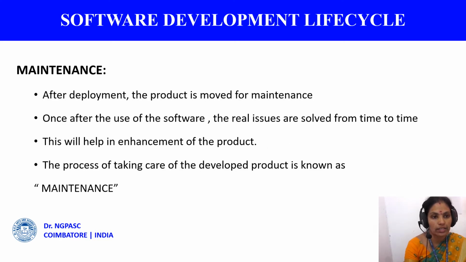Next one is maintenance. This is the last phase. Once the deployment is over, we need to have maintenance of a software product. This will help in enhancement of the product, and the process of taking care of the developed product is known as maintenance. So when we call the particular software product under maintenance, that means the product is released for the usage of the end user. Each and everything in that particular product will be taken care of. That comes under the maintenance phase.